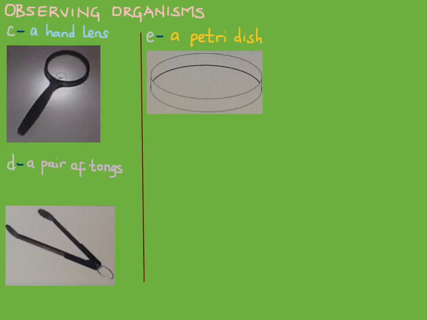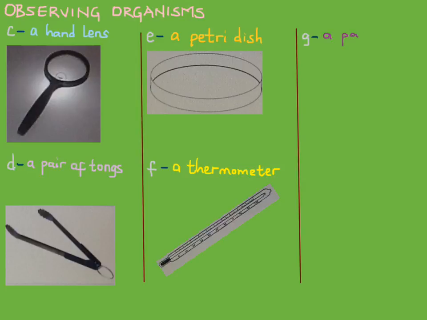Another equipment used during observation is a thermometer. Thermometers are used for measuring temperature changes. Finally, another equipment used in observing organisms is a pair of forceps. A pair of forceps are used for grasping and holding small objects which the fingers are too large to hold.